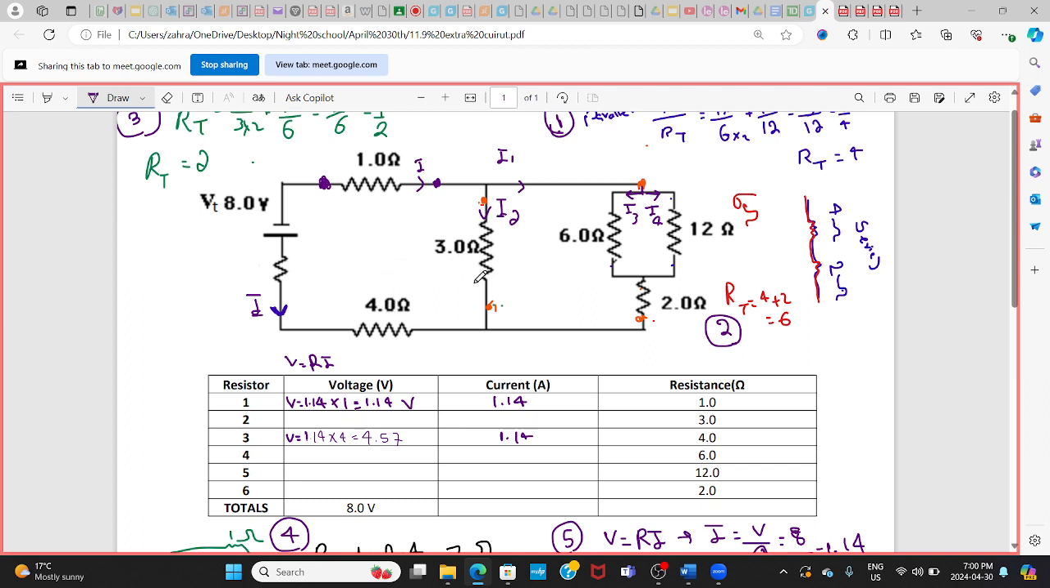Can anyone tell me how do I find the voltage across the whole thing here? Any suggestion? I want to find a voltage across that. I know the voltage of the battery is 8 volts, right? And here is 1 ohm. I don't know what is the voltage across these 2 points. I know the voltage across 4 is 4.57. Any suggestion?